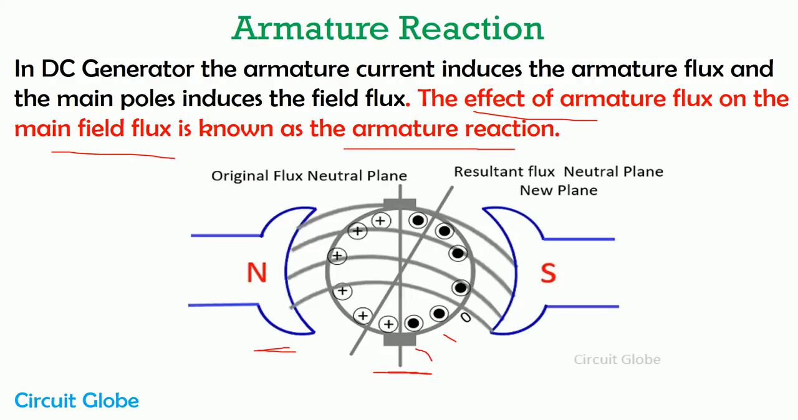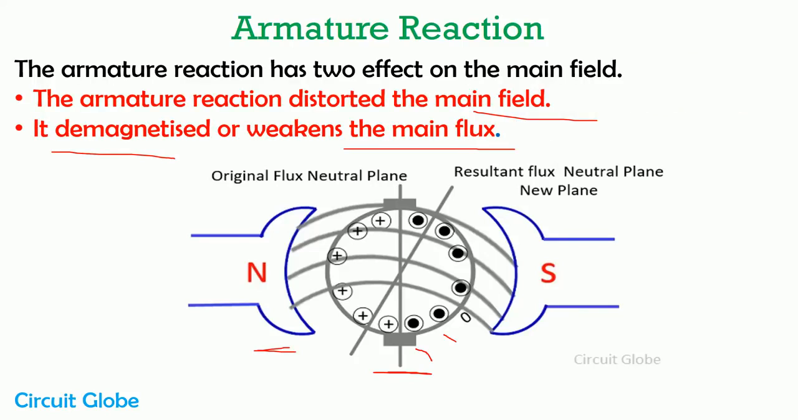Now, what are the effects of armature reaction on the main field flux? The armature reaction generally has two effects on the main field flux. The first one is that it distorts the main field, and the second one is that it demagnetizes the main field flux. Now friends, what will happen if armature reaction distorts the main field? That means the total voltage generated in the DC generator will be reduced in magnitude. So we can say that armature reaction reduces the generated voltage of the DC generator.